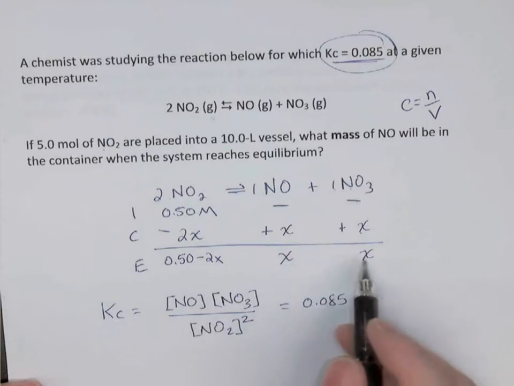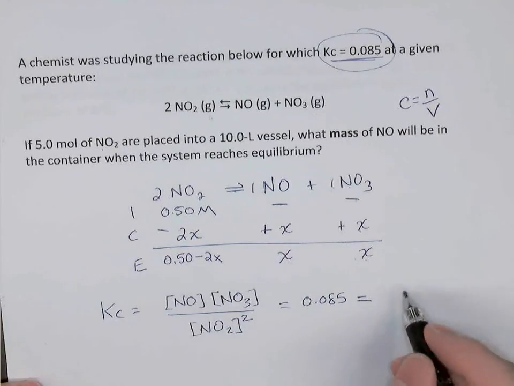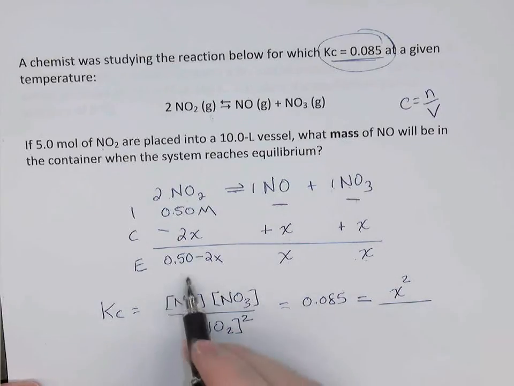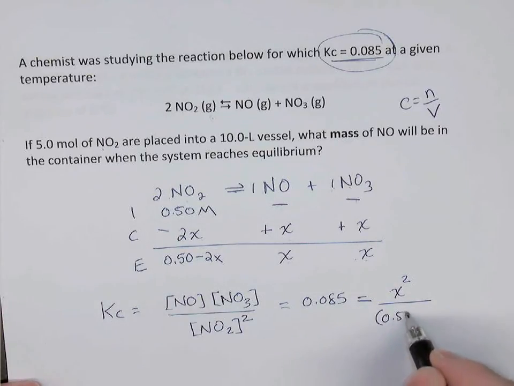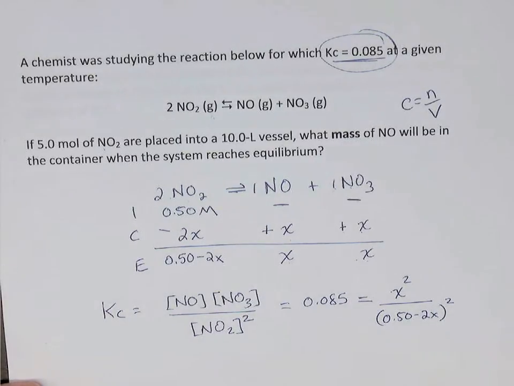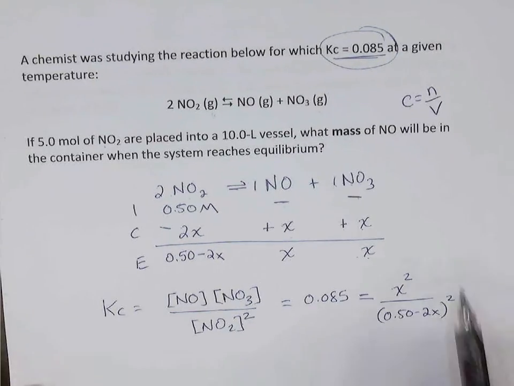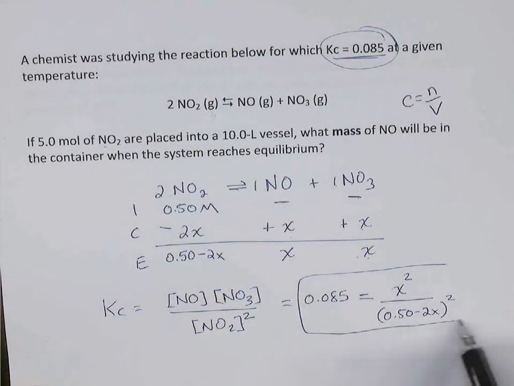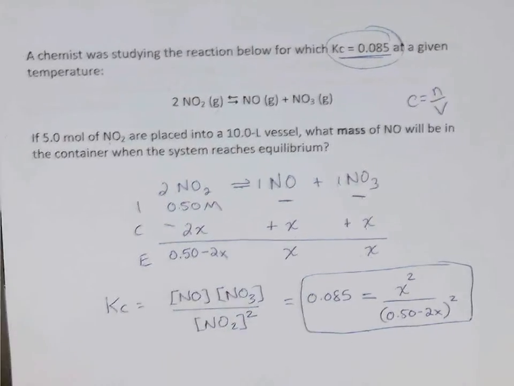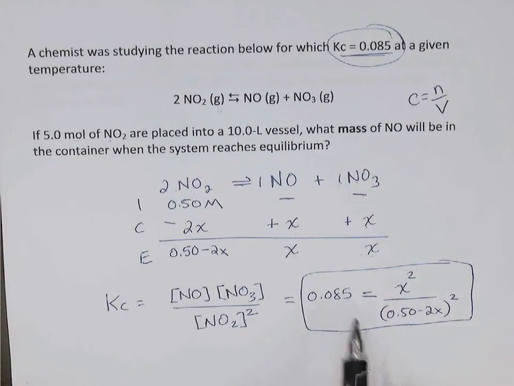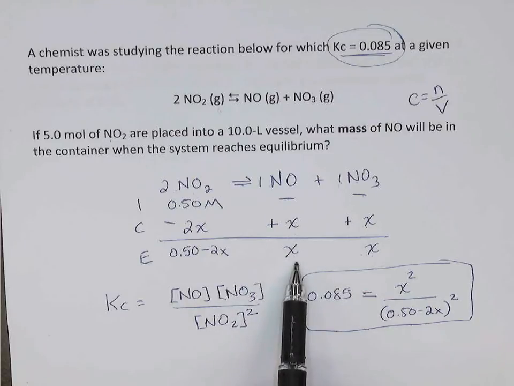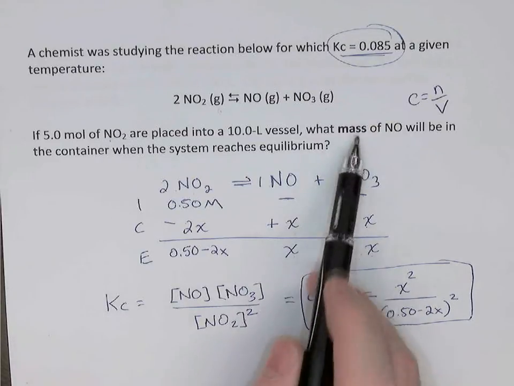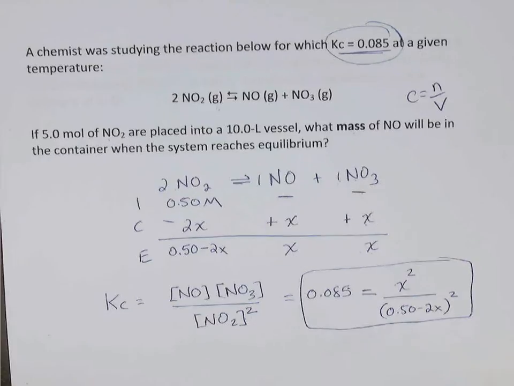So substituting x and x into the numerator, we get x times x, which is x squared, over 0.5, I'm going to put that in brackets, 0.5 take away 2x, because it has to be squared as well. Its coefficient is a 2 in the equation, so squared. So now our job is to solve this equation. If we can solve that equation, well, then we found x, and once we know x, we know the concentration of NO at equilibrium. We can then go find the mass at equilibrium.